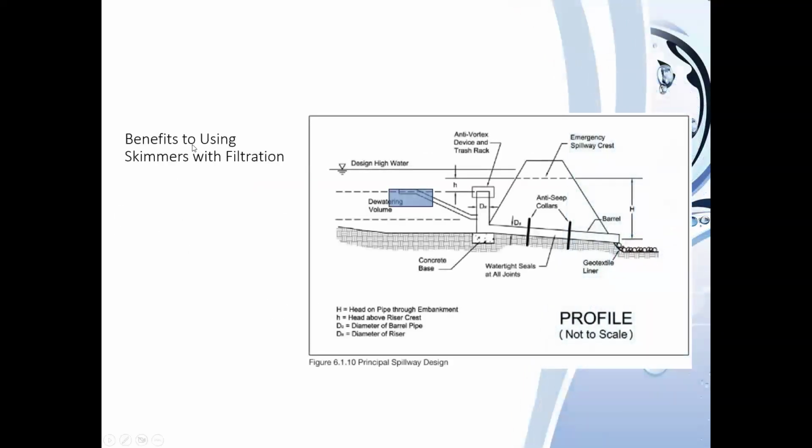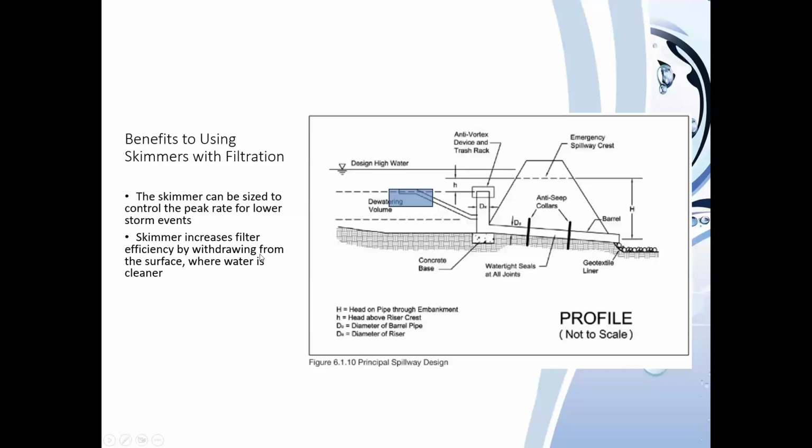So, if we combine the skimmer with the filter, what are the benefits to that? We could just put a filter out in the pond, but if we combine it with the skimmer, now your skimmer is your flow control device, right? The filter is going to be hard to control flow with, but the skimmer is a flow control. So you can now size the skimmer to handle the peak rate for the lower storm events.